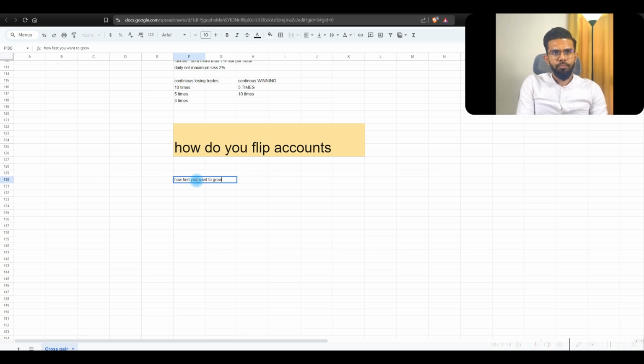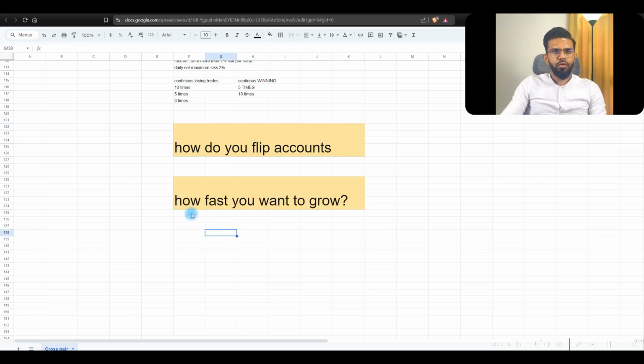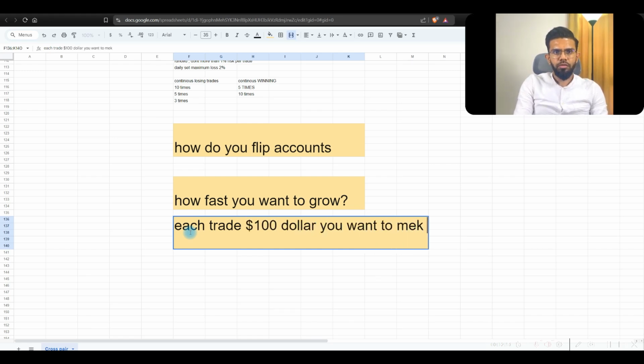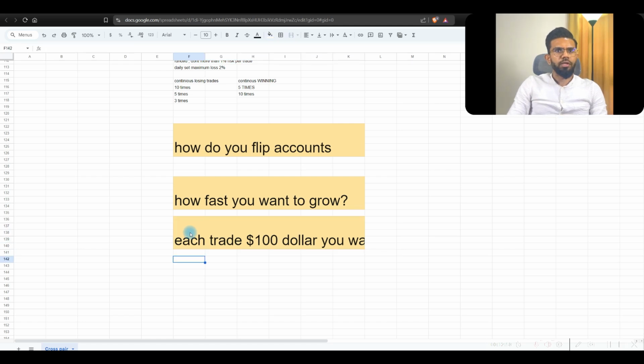Let's say you want to grow very fast, so you can go into risking 20 to 30% each trade. This is flipping account, where you flip your account of like $100 and you want to make it 1,000. For this kind of trade, it's very easy. You just need to fix your risk per trade up to 20 to 30% each trade.